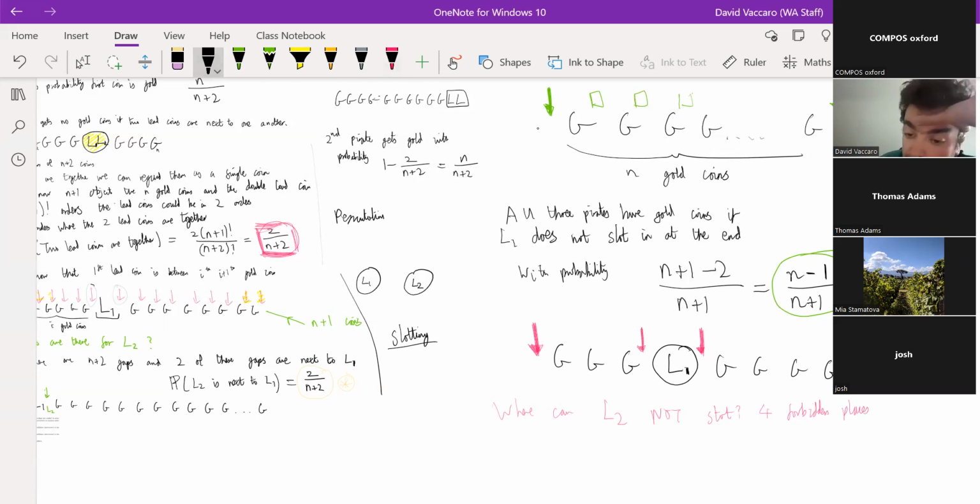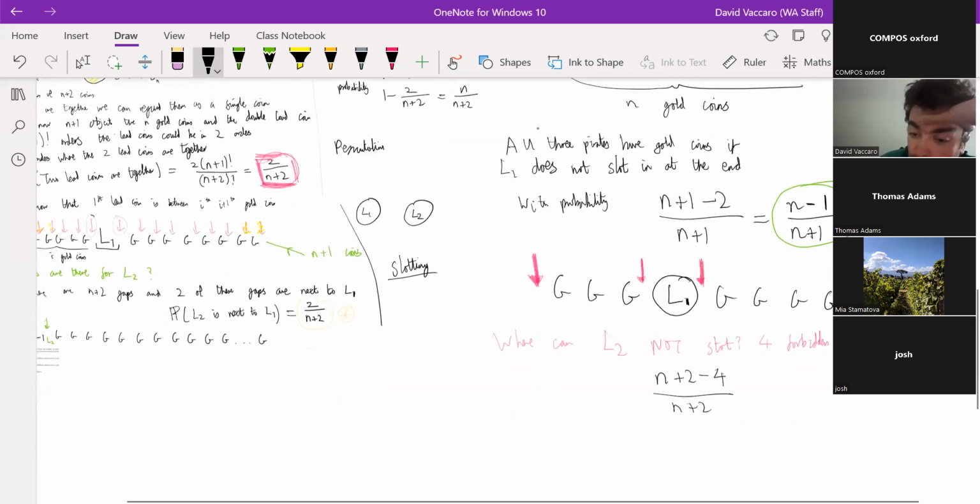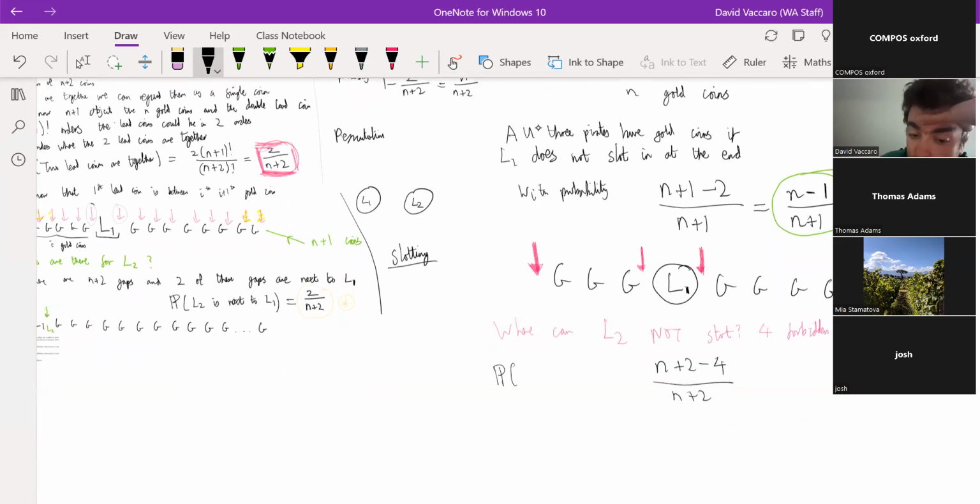And that's 4 forbidden places out of how many places in total? Well, there's n plus 2 slots in total. We take away 4. So the probability that L2 isn't in a forbidden slot is n plus 2 minus 4 over n plus 2, which is n minus 2 over n plus 2.